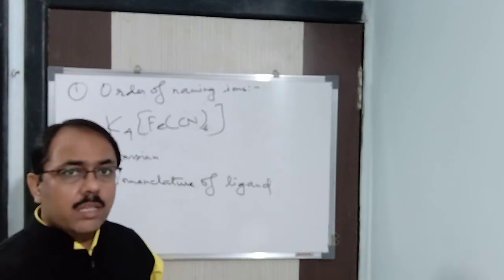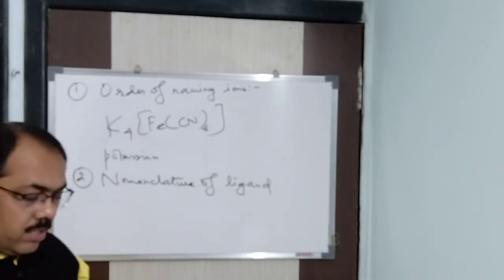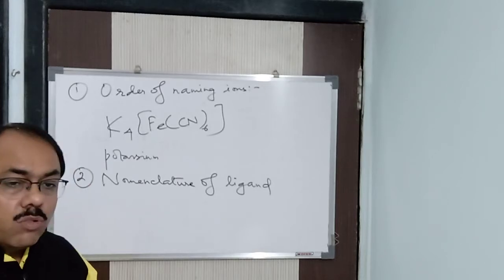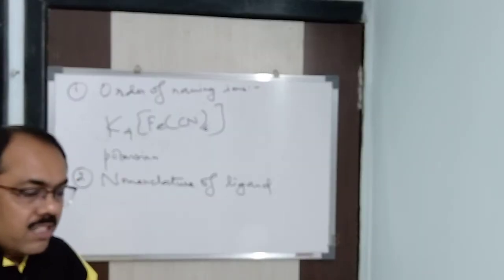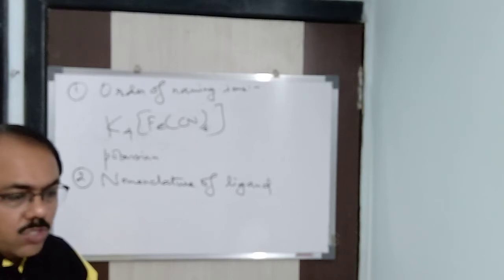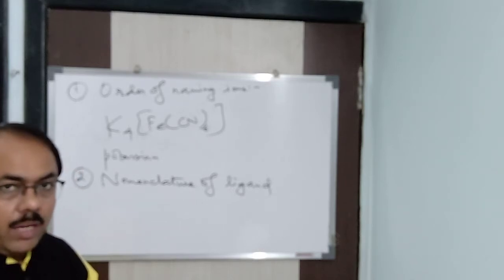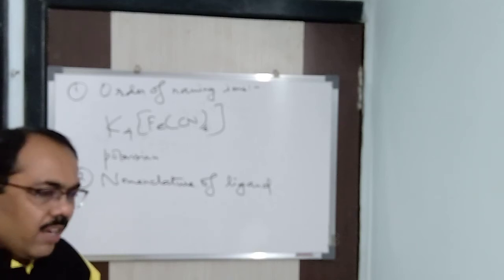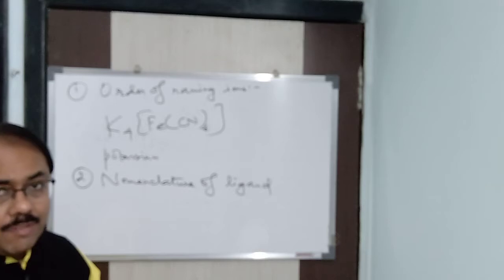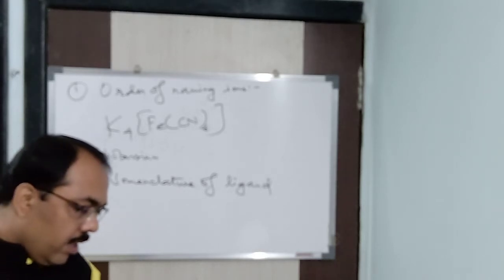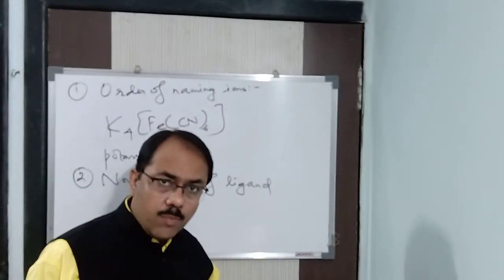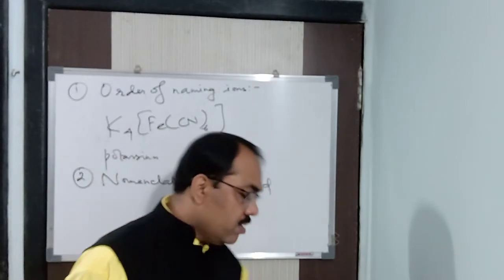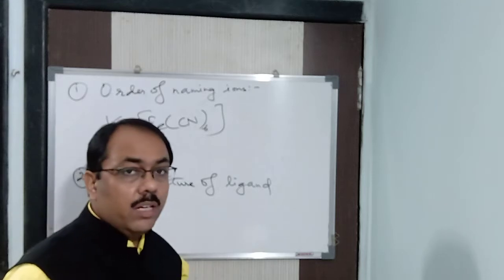And some neutral ligands: CO is known as carbonyl. CS is thiocarbonyl. NO is nitrosyl. Then NH2CH2CH2NH2 is nothing but ethylenediamine, the abbreviated form is en. Then C5H5N is pyridine, abbreviated as py. Got it? In this way, water is aqua, ammonia is ammine. All this we have discussed. This comes under the second point, the nomenclature of the ligands.